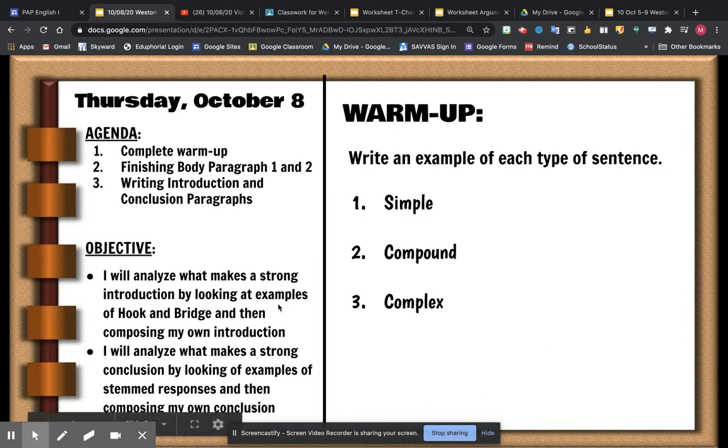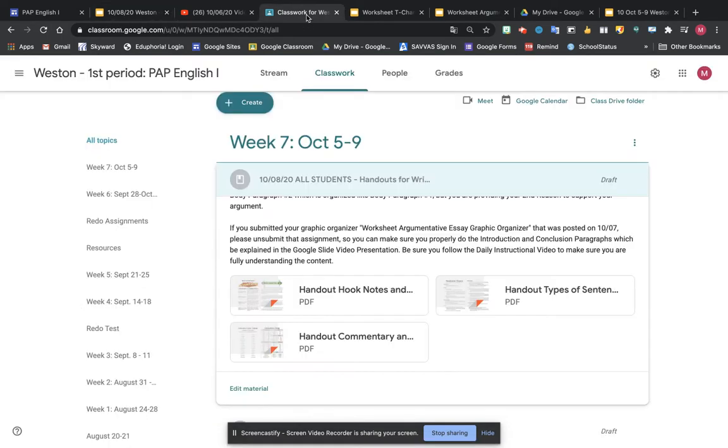So as our objective says, we're going to make sure that we can analyze how to make strong introductions by looking at examples of hooks and bridges and composing our own introduction, and realize what makes a strong conclusion by looking at examples of stemmed out responses and compose your own conclusion. Okay, over on this side, on our warm-up, you're going to write an example of each type of sentence: simple, compound, and complex.